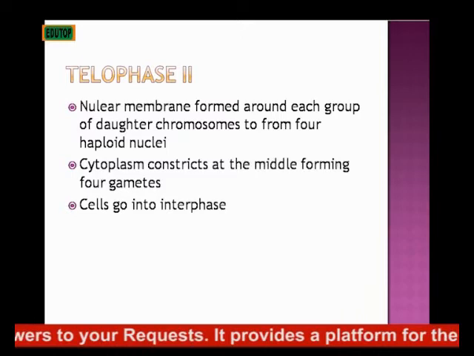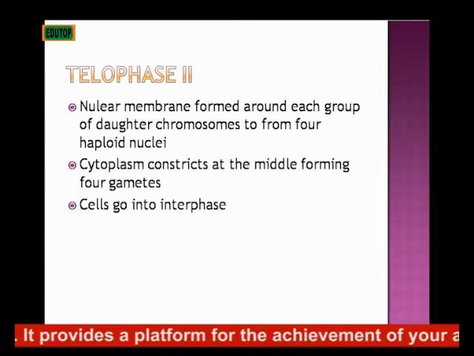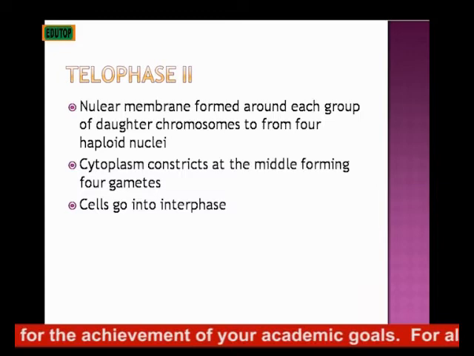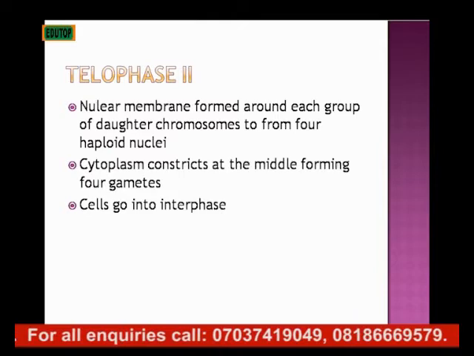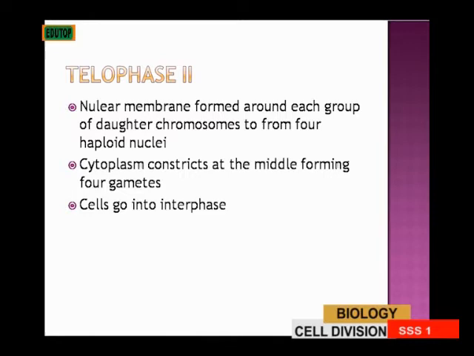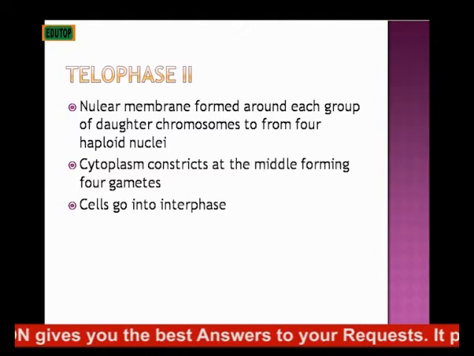You know, we have two cells after the first meiotic division. But by the time we get to the second, the two cells also now constrict at the middle. So we now have four cells. By the time the constriction occurs, each cell constricts at the center. You have four haploid nuclei. Then the cytoplasm also constricts at the middle, forming four gametes. Then the cells go into interphase, that is, they go into the resting state, they don't perform any other division.